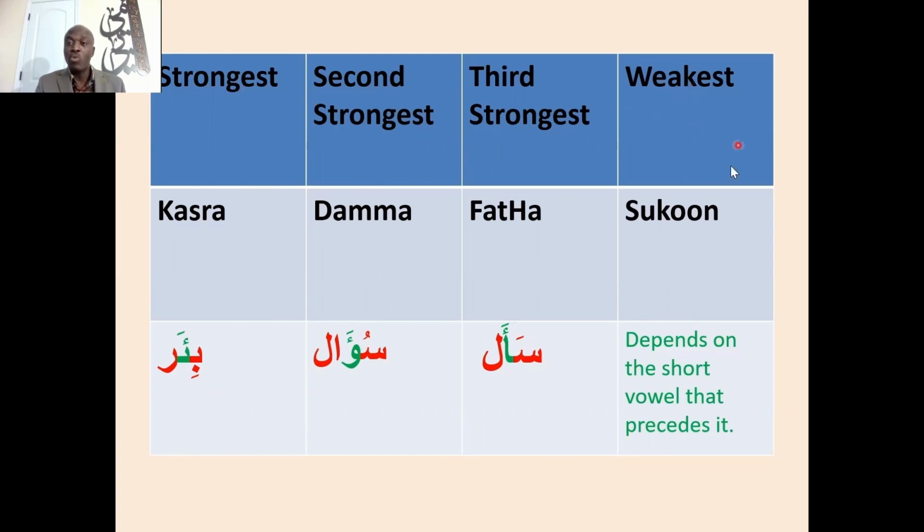And the last one, the weakest, is the Sukoon. The Sukoon just looks like this, a tiny O. We put it on top of a letter. That's the Sukoon. So the Sukoon is the weakest one.